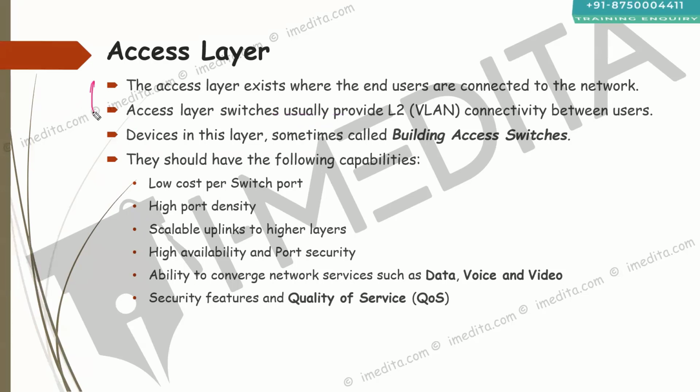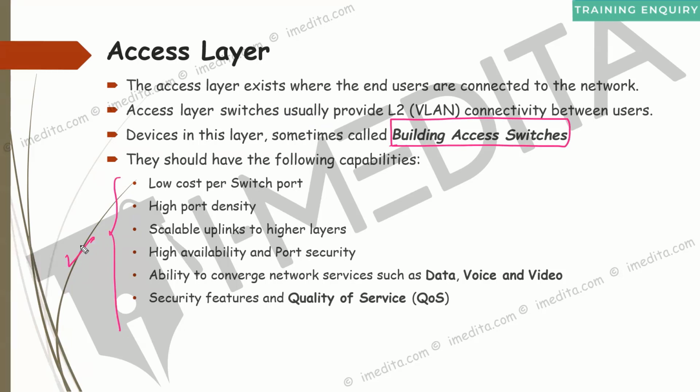The devices that we connect at this layer are also called building access switches. Whatever devices we connect at this particular layer should have the following capabilities: low cost per switch port, high port density, scalable uplinks to the higher layers, high availability and port security, ability to converge network services such as data, voice, and video, security features, and quality of service features. So whatever device we connect at the access layer should have at least all these facilities.